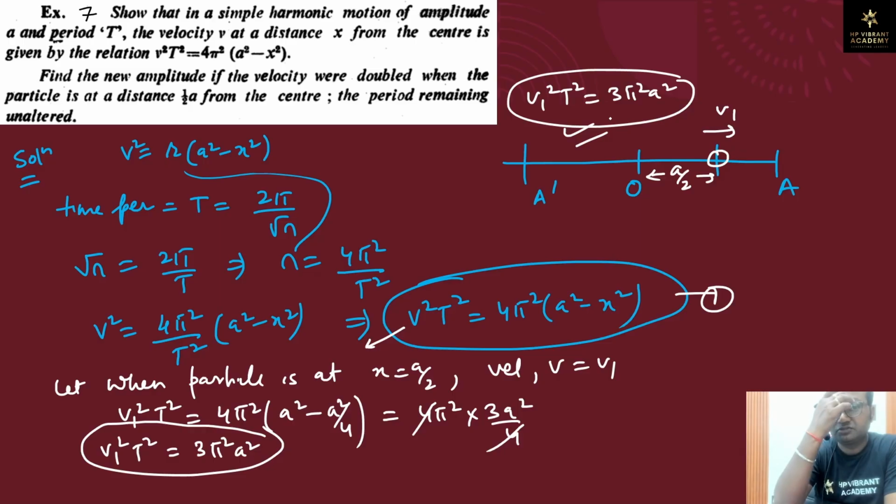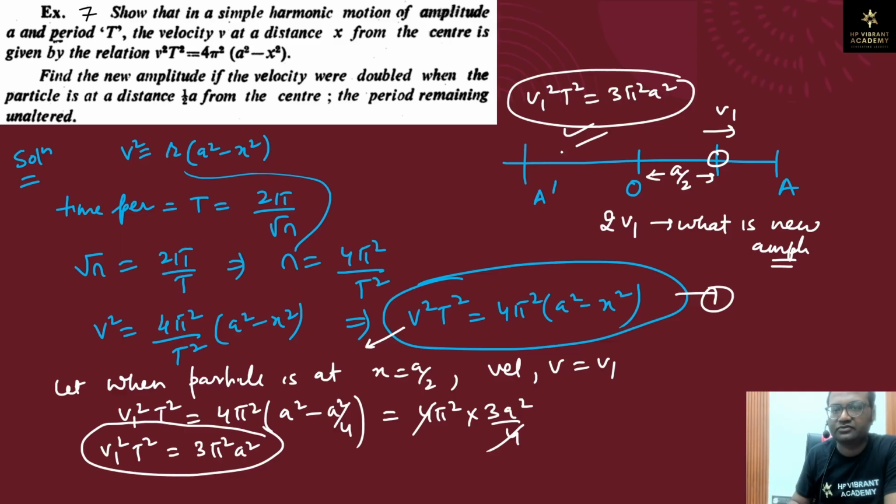To find the new amplitude if the velocity were doubled when the particle is at a distance of a by 2 from the center, what is being asked is if the velocity is double of this v1. So when the velocity is 2v1, what will be the new amplitude? That we have to find. So we have this expression and this expression that we have to utilize. Let us write them down at one place.